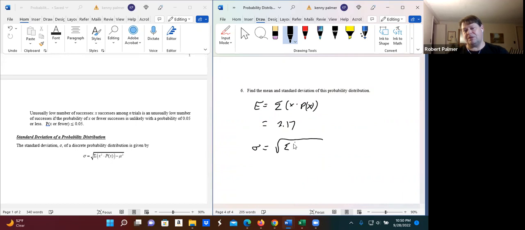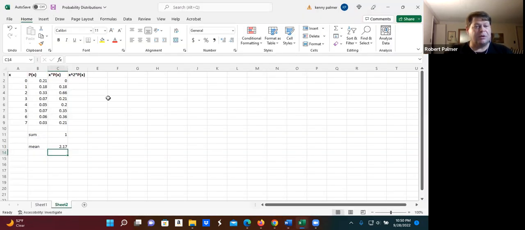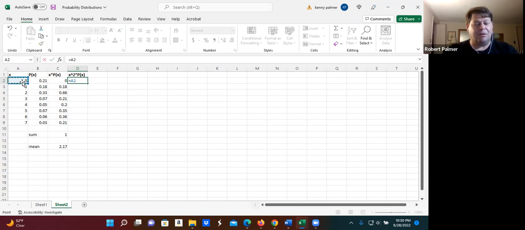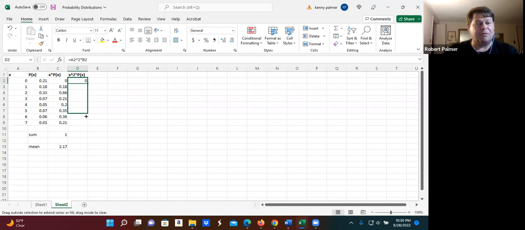So once again, that's going to be the sum of x squared times p of x for each value, then minus the mean squared, as we just saw. So once again, we'll do this in Excel. We need to fill in this column. We take the x value, raise that to the second power, then multiply that by the value in this column, then hit enter. Then click down and do the same for each one of those.